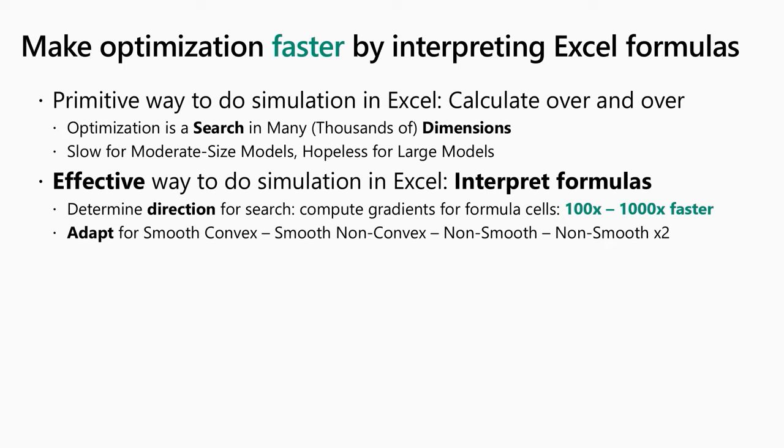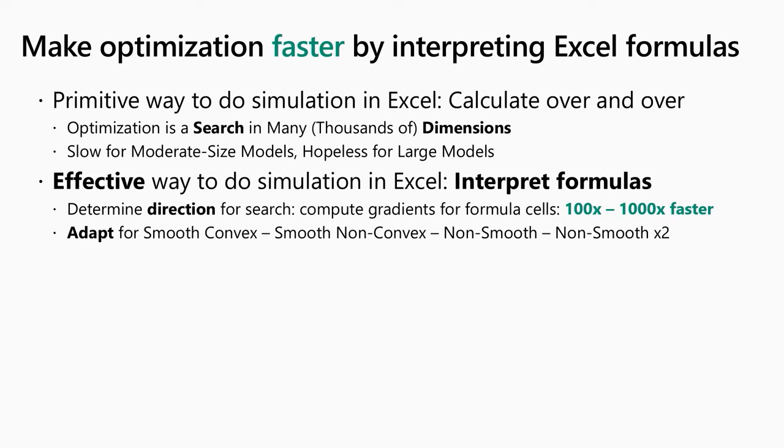So the issue is that optimization is a search for the optimal combination of values of possibly a few dozen cells, but it could be hundreds, thousands, or for some of our current customers, 1 million or 2 million different decisions. Every one of those represents a dimension in a multidimensional space that we're searching to find the ideal combination. So just asking Excel to calculate over and over again and wandering around is not an effective approach.